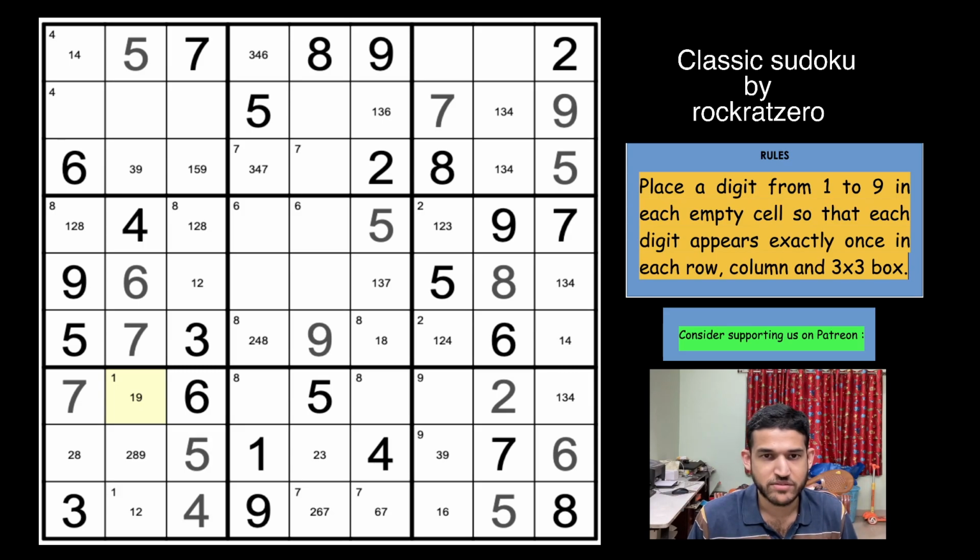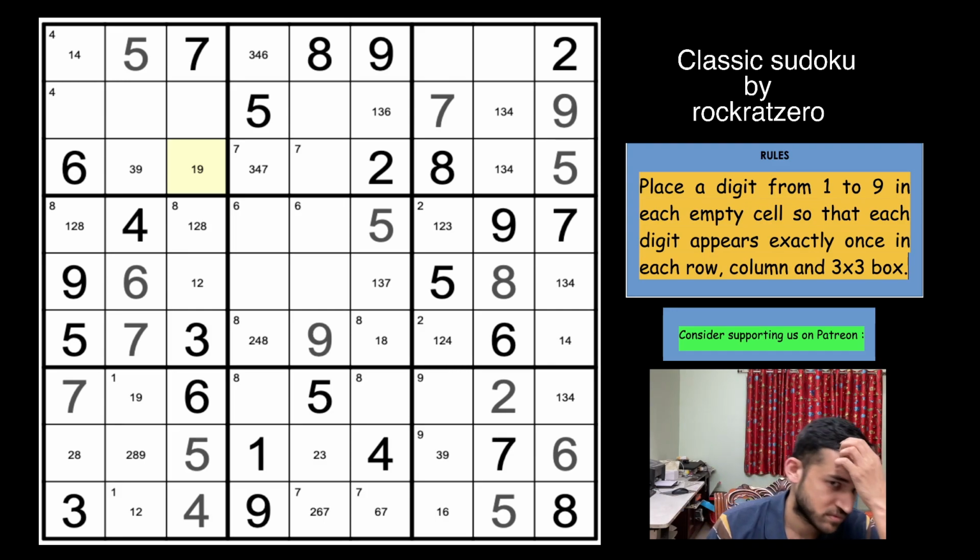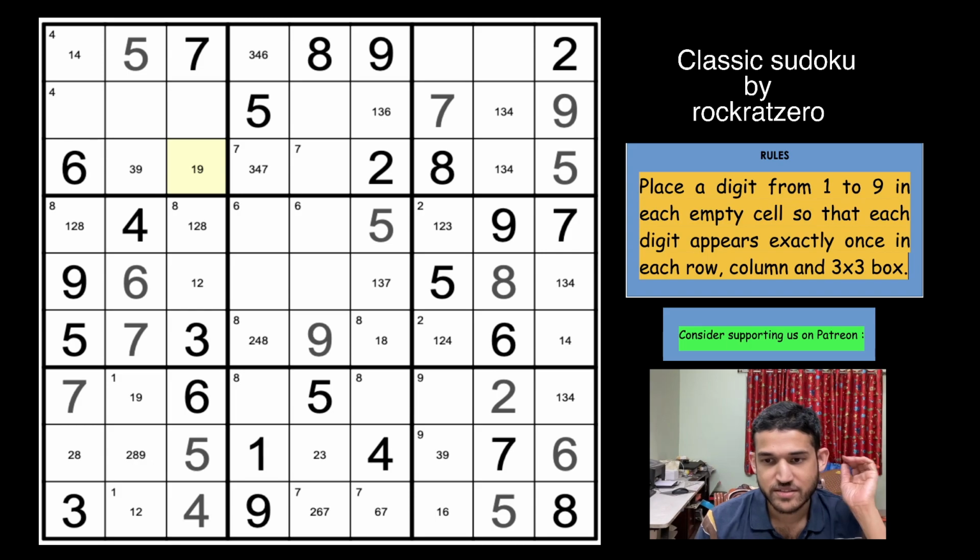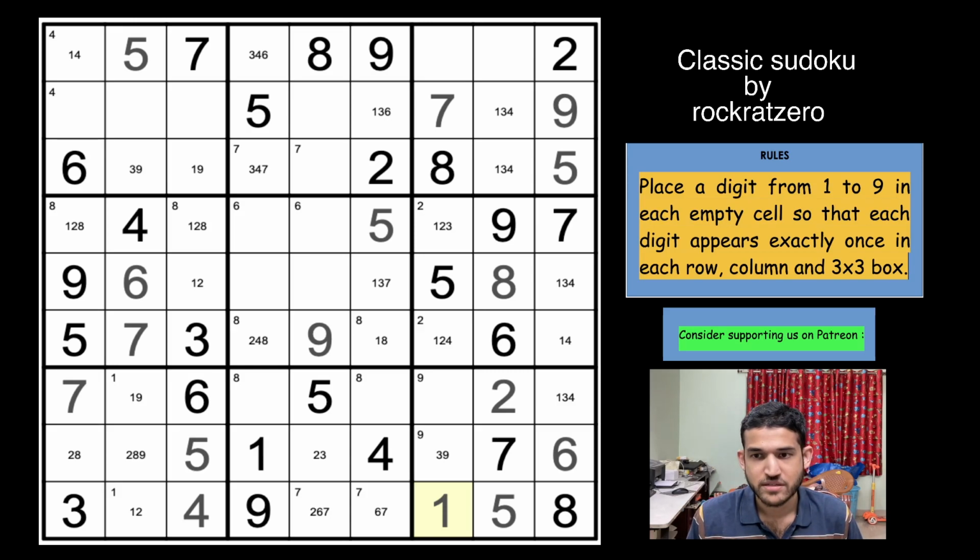Keep going. So 5 is not here. This is also 1 and 9. Interesting patterns all over the place. Okay, 6 here gives me a 1 here. So this is a 1. All right. Let me check. This is not a 1. That's a 3, 4. And 1 gets eliminated from here.